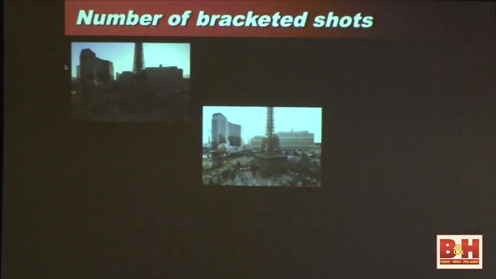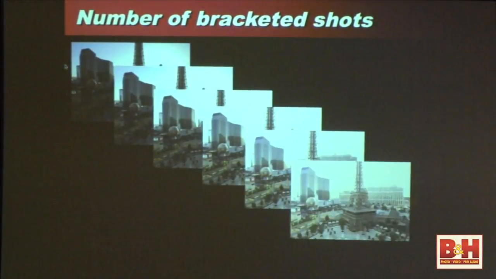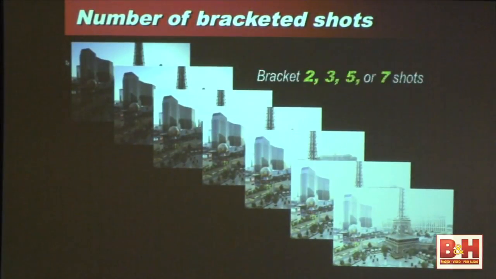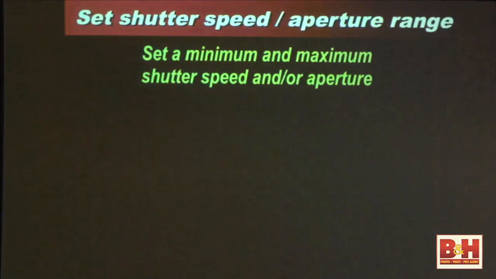Bracketed shots. We talked about auto bracketing. The 1Ds gives you the ability to do more than three shots. In fact, you can take up to 7 bracketed shots with these cameras. You can pick how many shots you want to bracket. It's a custom function. Just dial it in. With 2 shots, you have the ability to tell it whether you want the first shot to be overexposed or the first shot to be underexposed by selecting your bracketing order, which is the next custom function over.